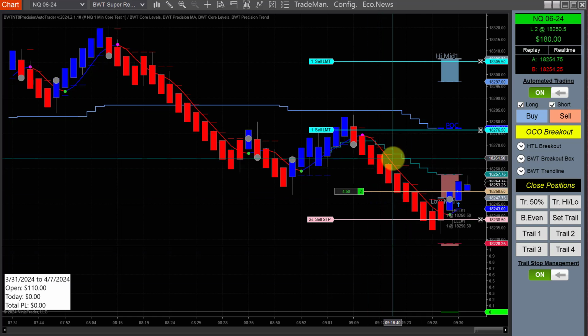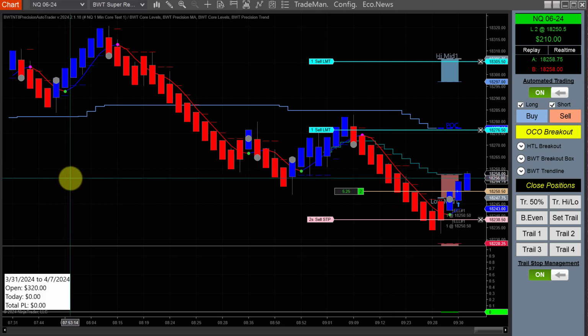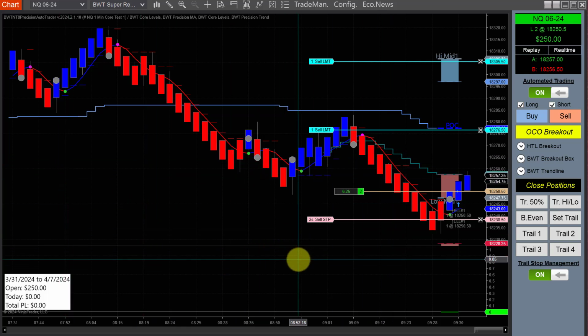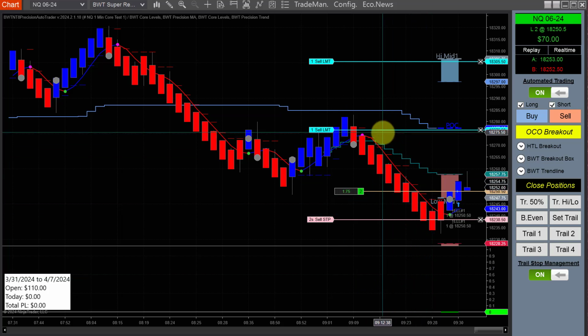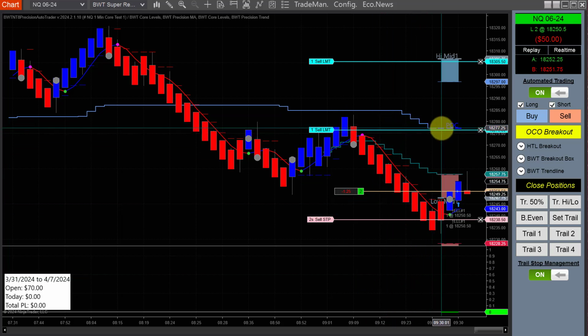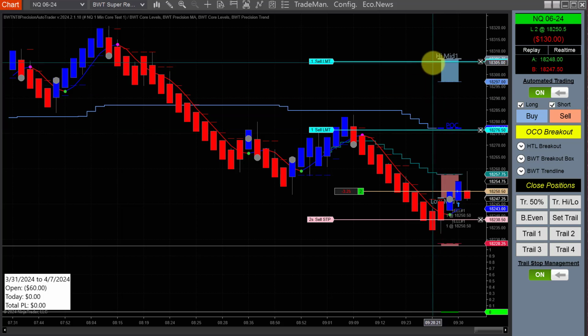I'm also using a moving average filter. It's the SMA set at 6, and you can see on the first trade here that the profit target is at the point of control minus a few ticks. You can have an offset from the core levels.